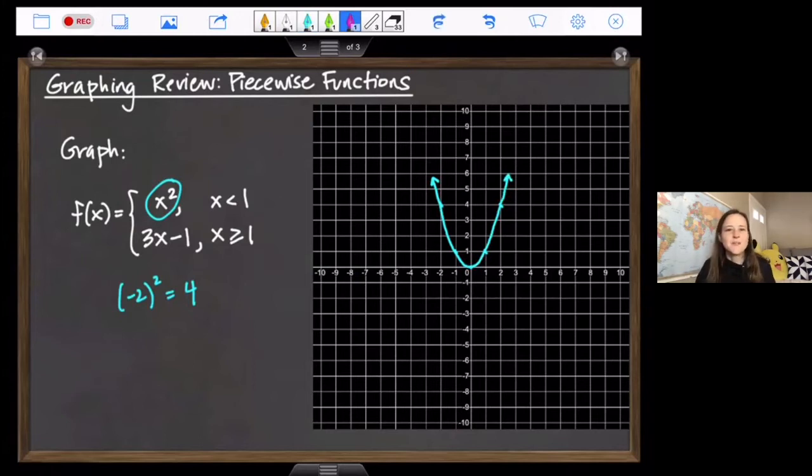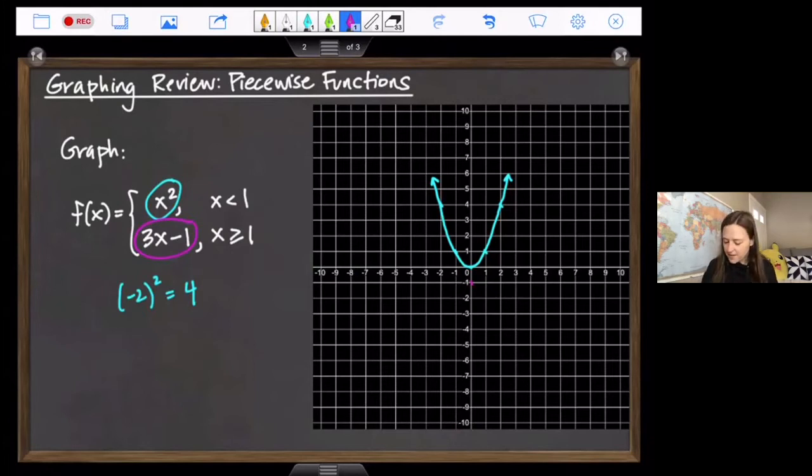All right, now we're going to graph the second equation, 3x minus 1. I'm going to do that in a pink pen. Hopefully we recognize that as the equation of a line, y equals 3x minus 1, a line with a y-intercept at -1 and a slope of 3. So I'm going to mark my y-intercept at -1. And I'm going to do my slope of 3.